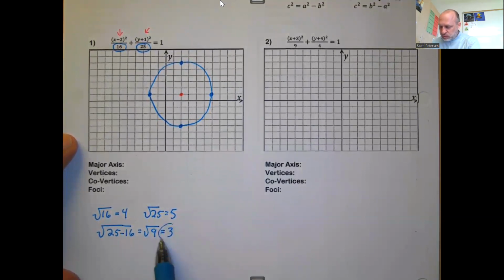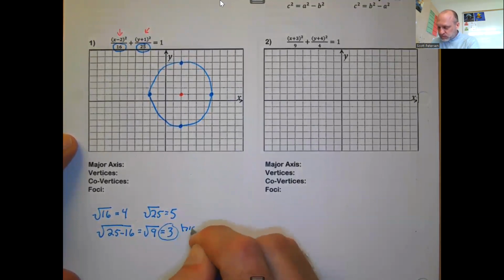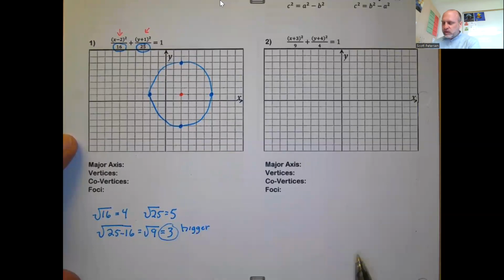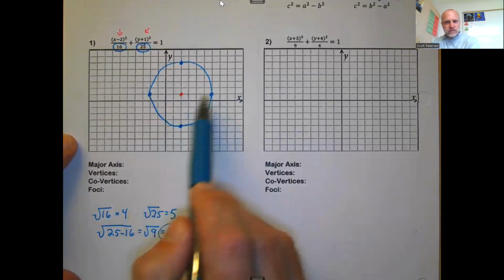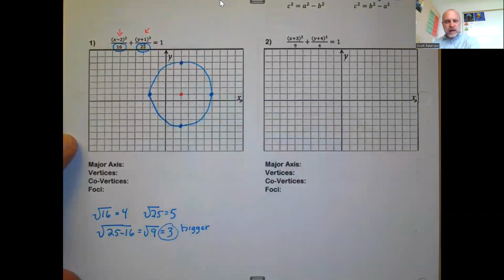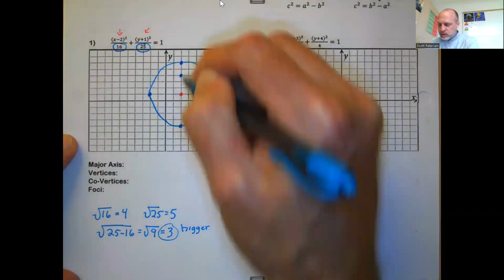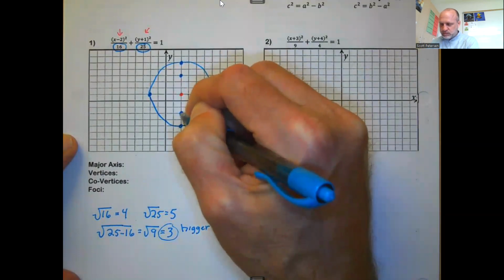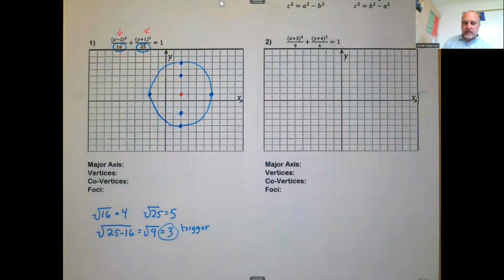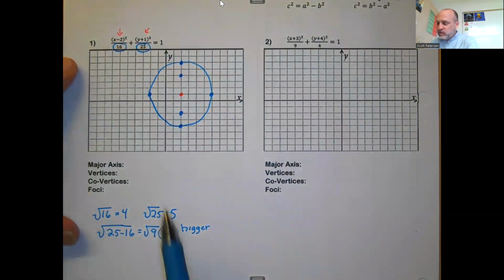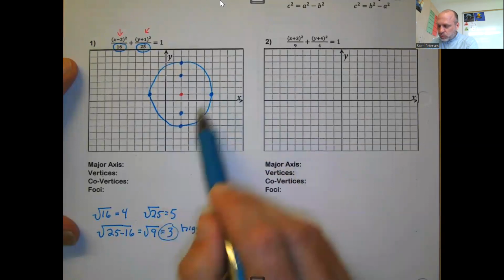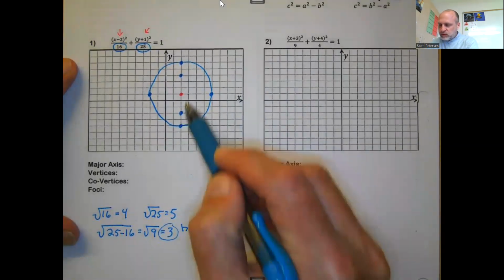Now, this value is always going to be on the bigger part. So if we look at our graph, left and right is 4, up and down is 5. So 5 is bigger than 4. So our 3 value is going to be on the bigger. So I'm going to go from our center. I'm going to go up 3, place a point, down 3, place a point. And this is going to be our graph. So things that I'm going to be looking for is these 4 points on the ellipse and our 2 foci.